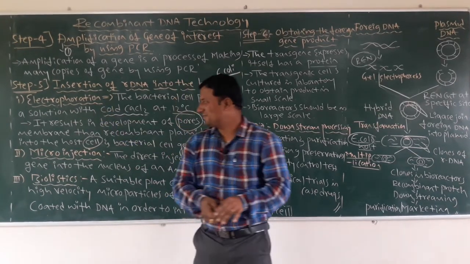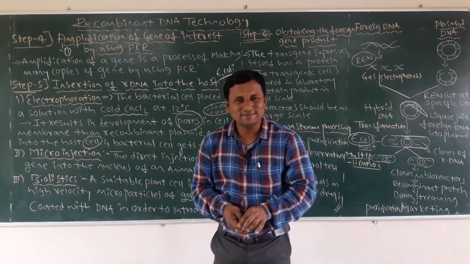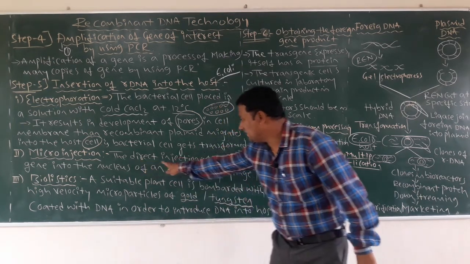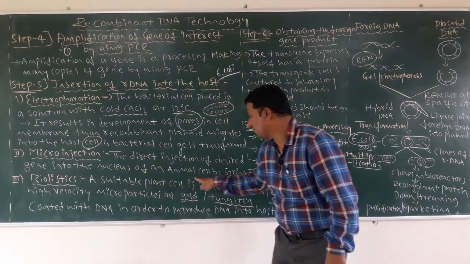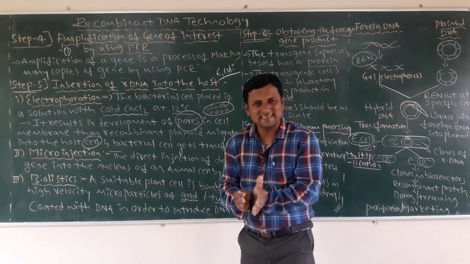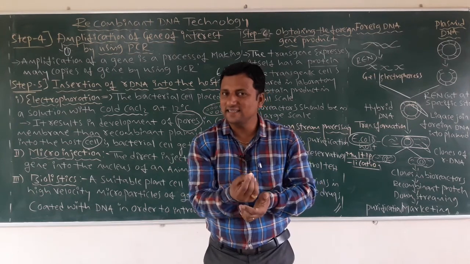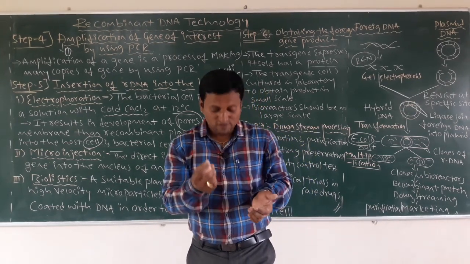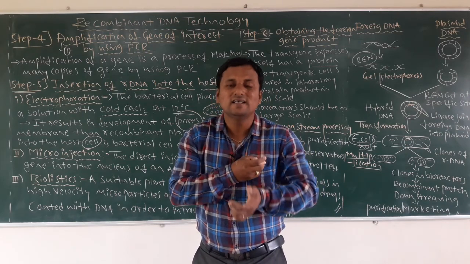Then the second technique is called the microinjection technique. What is microinjection? It is the direct injection of the desired gene into the nucleus of an animal cell by a microsyringe. By syringe, it is directly introduced. Because when we take an injection, that injection fluid, the liquid, directly enters the cell body.